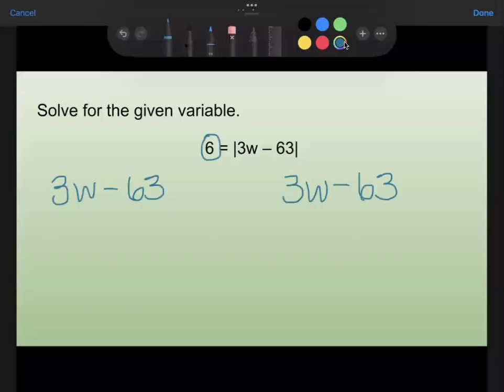Over here, I'm going to take the number and I'm going to write the positive version, and then I'm going to write the negative version. You might be wondering, does it matter which one you do where? And it doesn't, as long as you have one equation that has the negative version and one equation that has the positive version. So I'm going to start by adding 63 to both sides here.